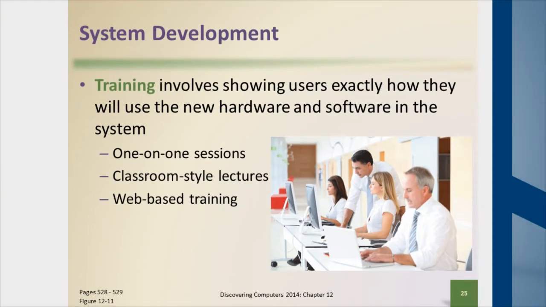Training involves showing users exactly how they're going to use the new hardware and software in the new system. We've got several different ways of training. These are some of the common ones: one-on-one, classroom, web-based. Web-based is great in terms of efficiency. We can reach a lot of users. We can give them a lot of very rich feedback using web-based training. It's not necessarily the most effective, though.